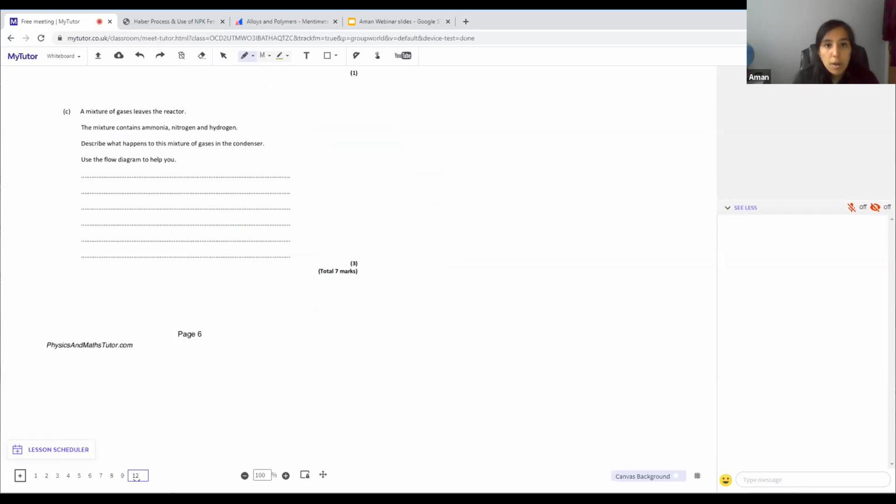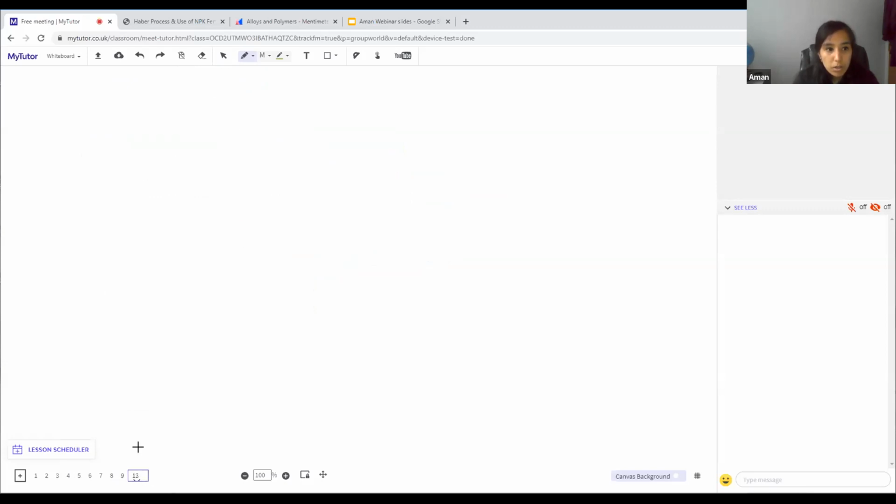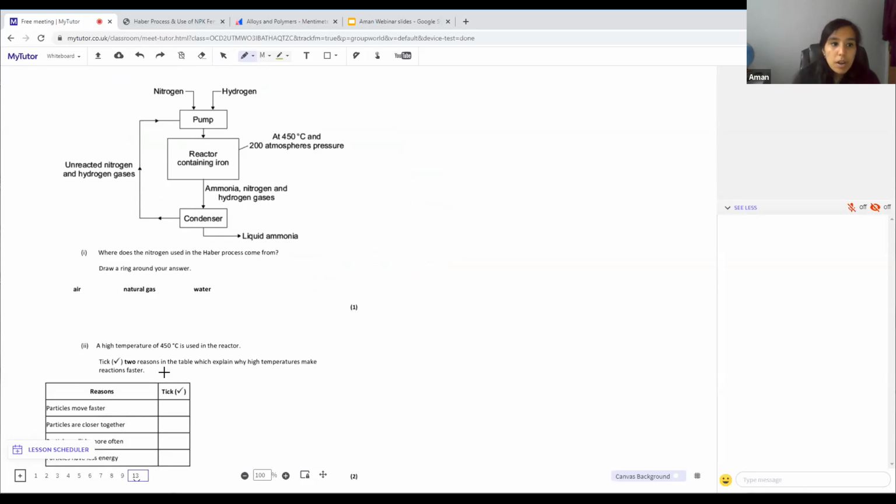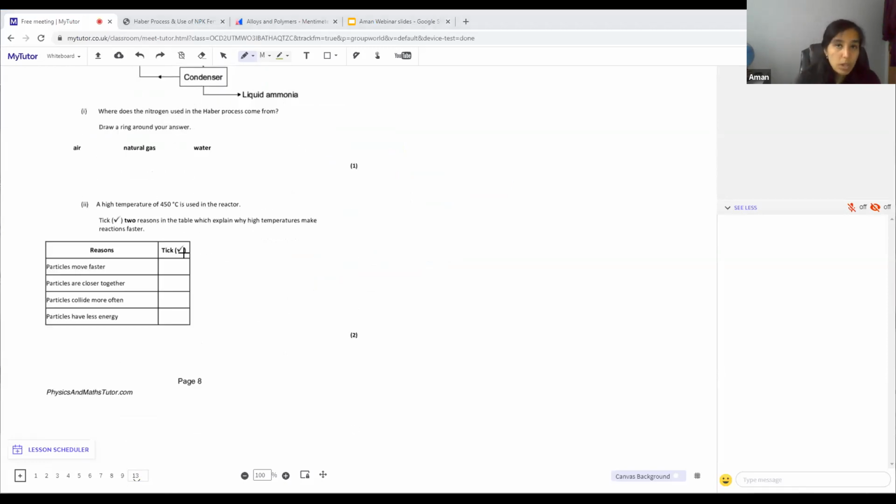Okay, let's go to the next question. Where does the nitrogen used in the Haber process come from? Again, loads and loads of questions on the Haber process. Yep, so nitrogen comes from the air around us. Good. Okay, this is a question kind of reminding us about rates of reactions.